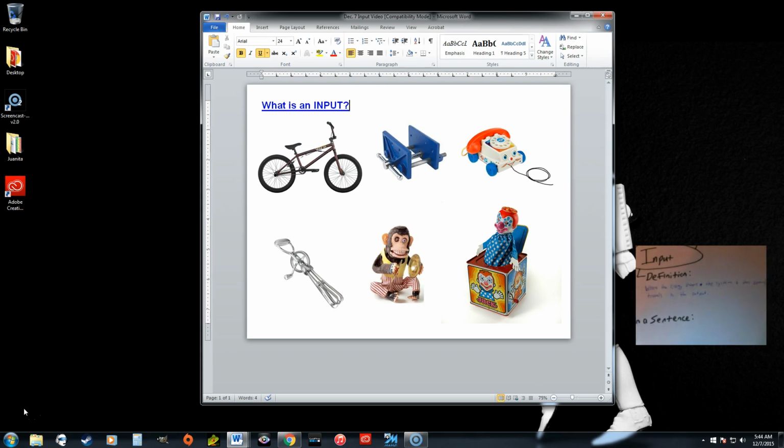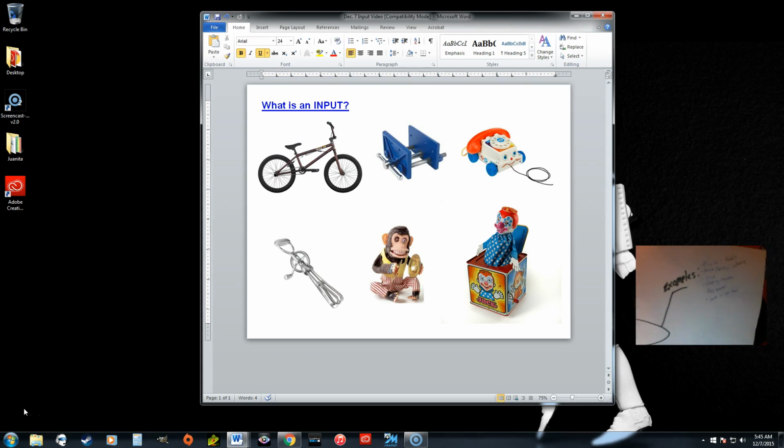So the definition here that we want to use is, it's where the energy enters the system, but most importantly, it also then eventually travels to the output. The output is a different word that we need to know. So input and output are related. Again, for our definition here: where the energy enters the system and eventually travels to the output. So make sure you add that little section on there.